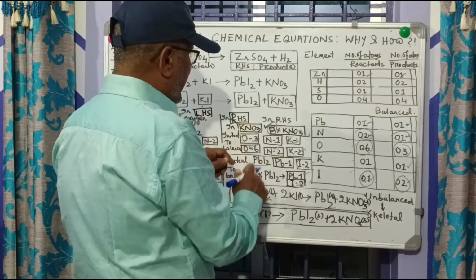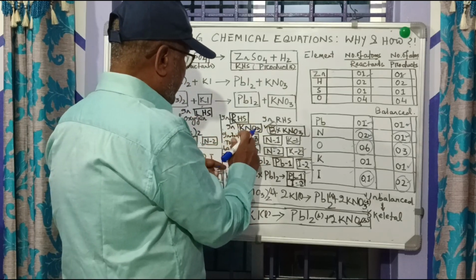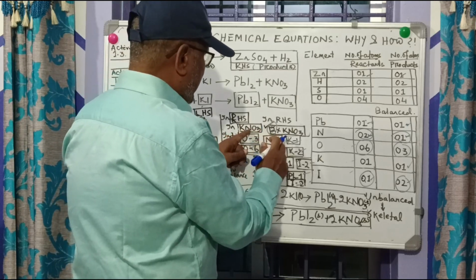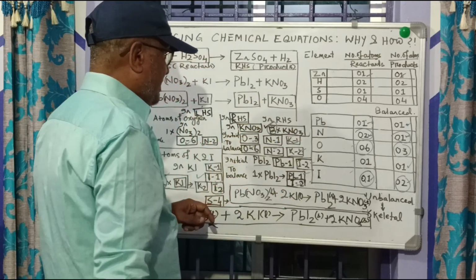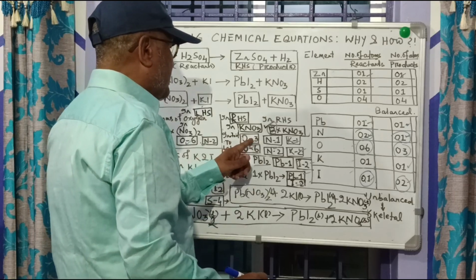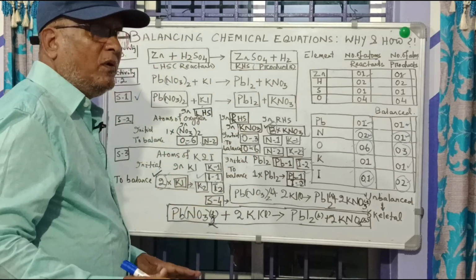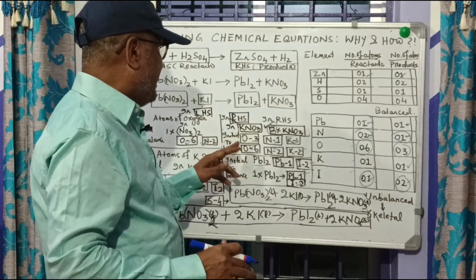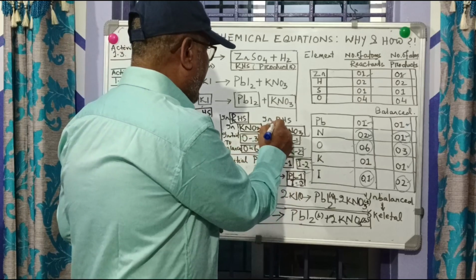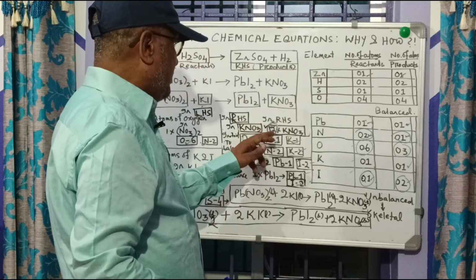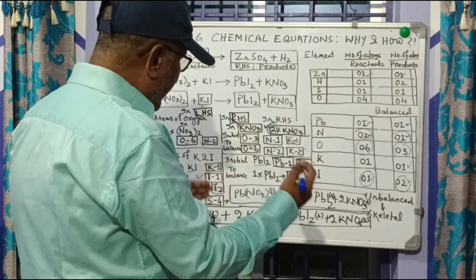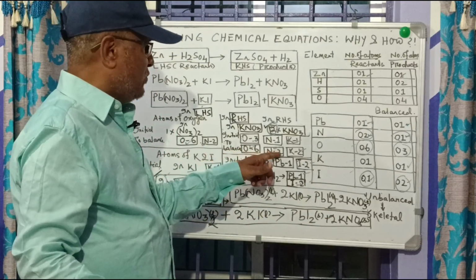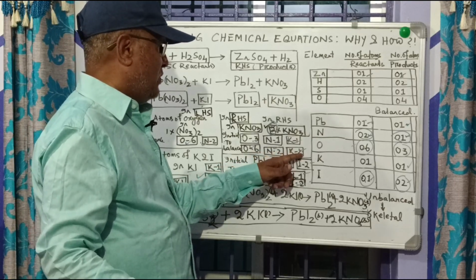Now, initially what do we find? Oxygen 3 atoms, nitrogen 1 atom, and potassium 1 atom. But we have to make oxygen 6. What do we have to do? So naturally we have to multiply by 2. Now you see we have multiplied 2 here. We have multiplied 2 here. So when we multiply by 2, what result do we get? We get oxygen 6, nitrogen 2 and potassium 2.